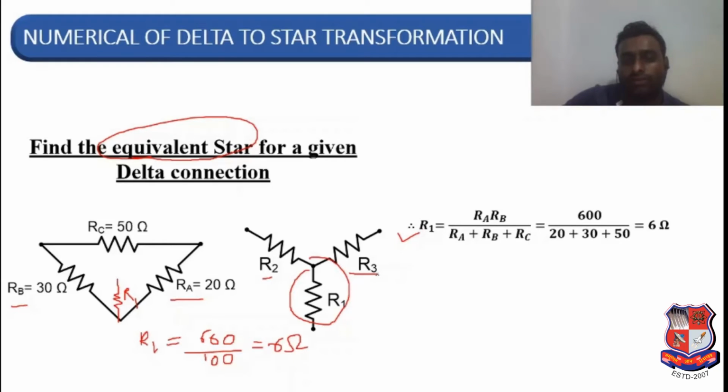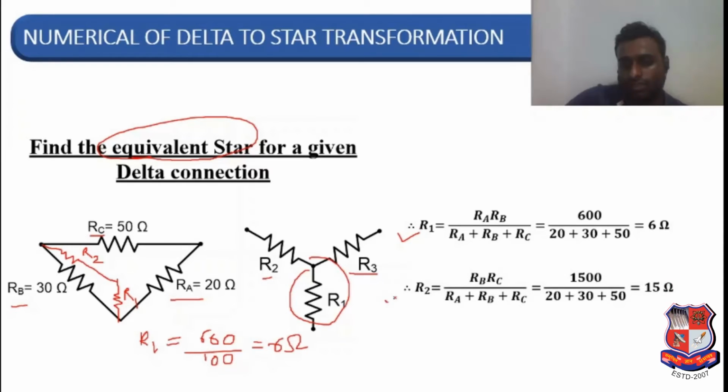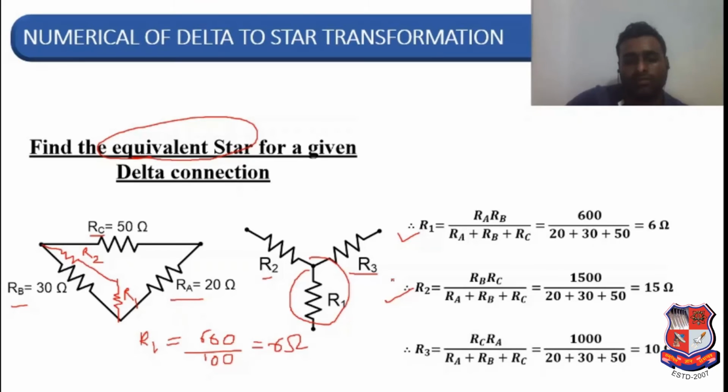Finding R2, we know that the equivalent star connection of R2 will be over here, between RB and RC. So 50 into 30 will be 1500, divided by 100, so it should be 15 ohms. I hope you got this answer, R2 as 15 ohms. Similarly, what will be R3? R3 will be between RC and RA. The product of these two will be 1000, divided by 100, so R3 will be 10 ohms.